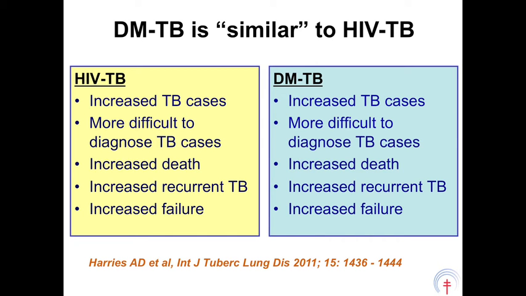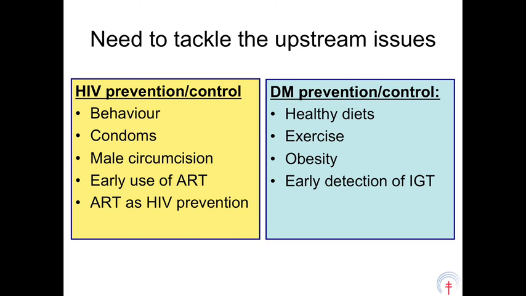But don't forget that at a population level, we have 10 times more diabetic people in the world than HIV-infected people. So we need to begin to think about tackling the upstream issues. Now, with HIV, I think we're not doing too badly. I sort of feel we're getting a handle on the HIV epidemic.